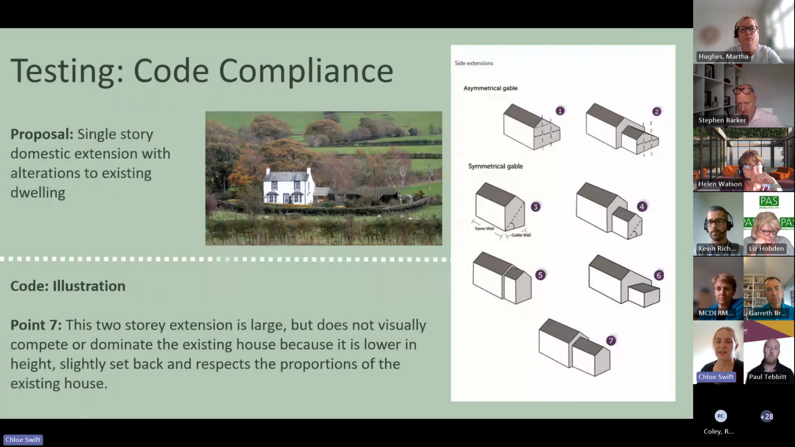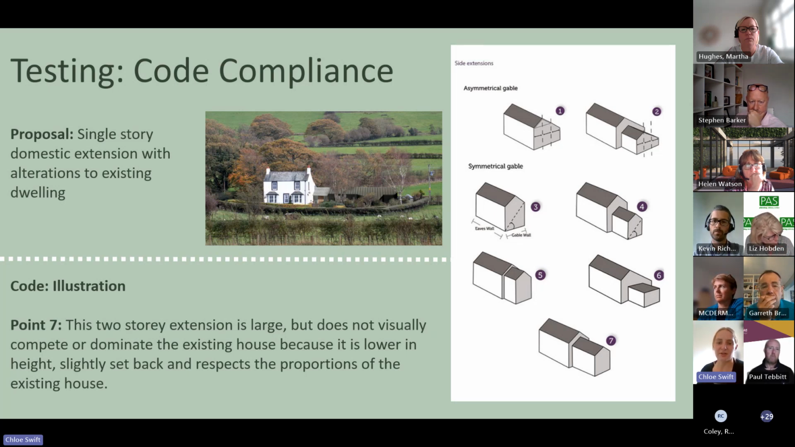Following the scoping process and baseline review, draft codes began to be developed. And to ensure these codes worked in practice, we undertook several rounds of code testing with our development management team. We used a range of decided applications, including new build homes, extensions and conversions to test the code. And on screen is one of the applications that we tested. This application was for a new single-storey domestic extension to an existing dwelling.